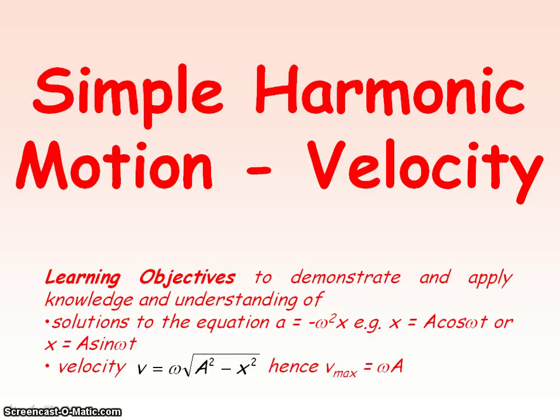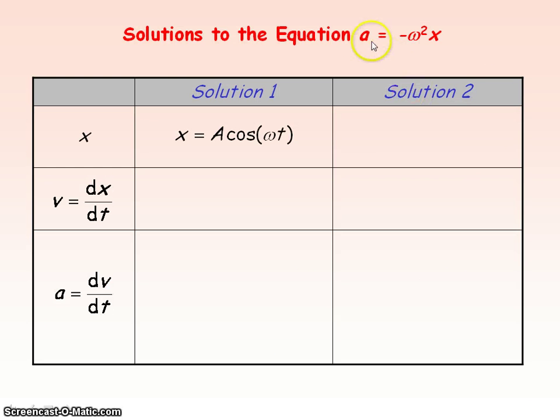We're going to be looking at the velocity of an object undergoing simple harmonic motion. For the acceleration of an object undergoing simple harmonic motion to be directly proportional to negative displacement, then one possible solution is for the displacement as a function of time to equal a cos omega t.